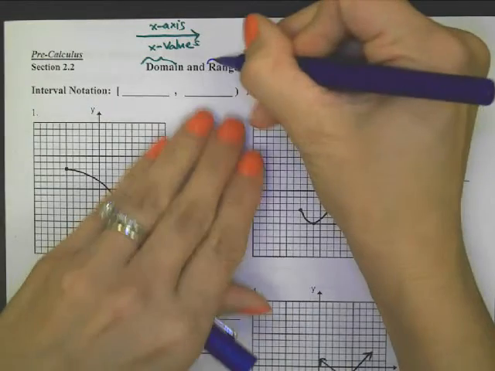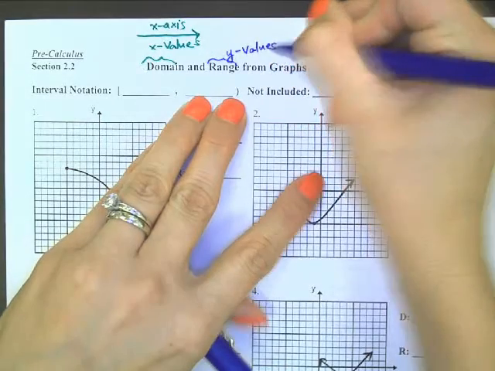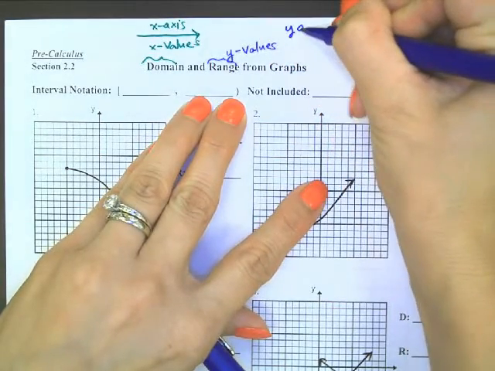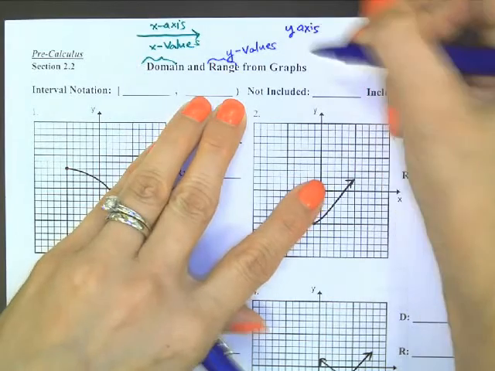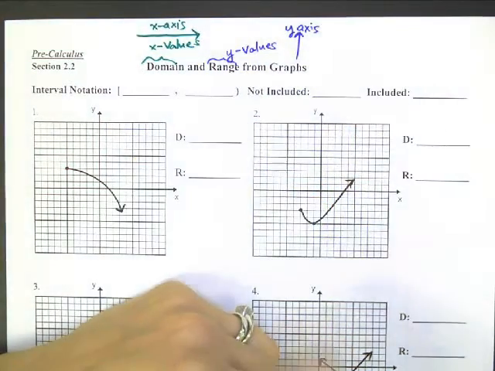Similarly, range is the set of y values. And you're going to look at the y-axis. And on the y-axis, you go small to big. So you look up the y-axis.